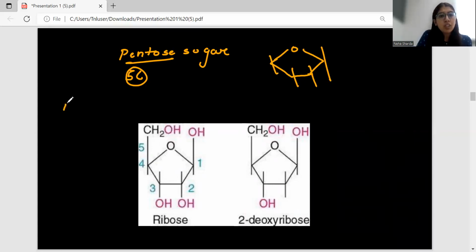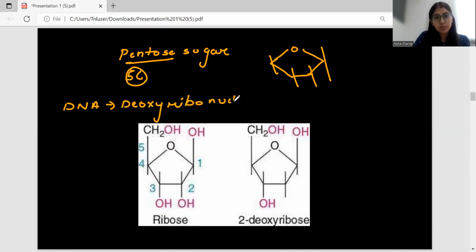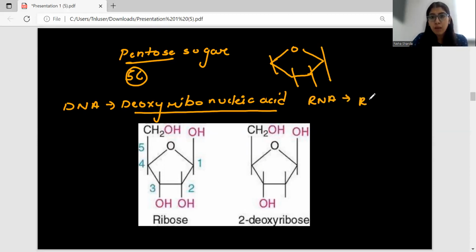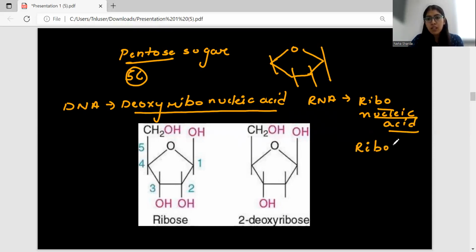If I ask you what is the full form of DNA? DNA stands for deoxyribonucleic acid. And RNA stands for ribonucleic acid. So in RNA, ribose sugar is present.